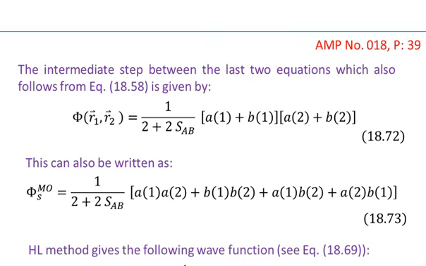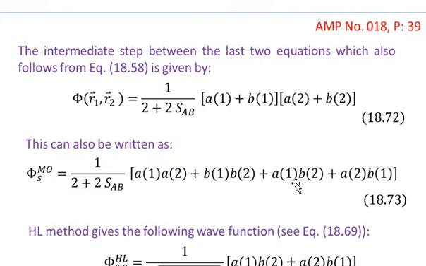So this can also be written as, under the multiplication of the two square brackets. So this is the spatial part of the wave function of the hydrogen molecule under molecular orbital approximation. And you know, if you multiply the two square brackets, you get this wave function. This is the spatial part of the molecular orbital wave function.